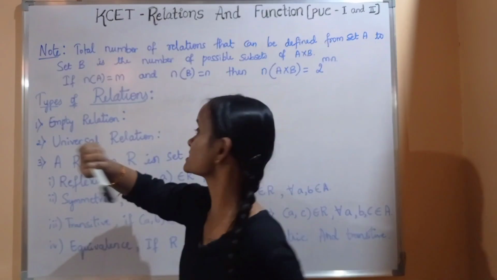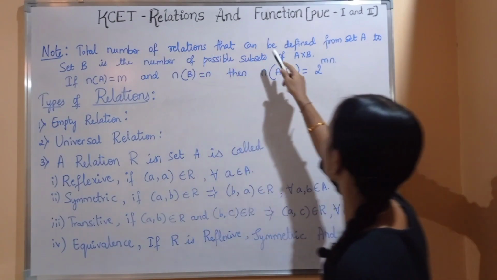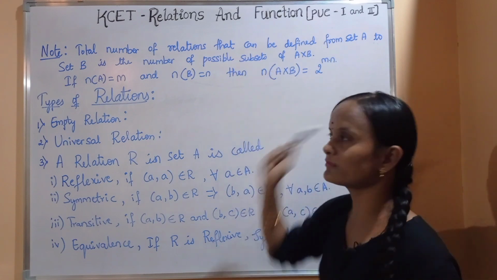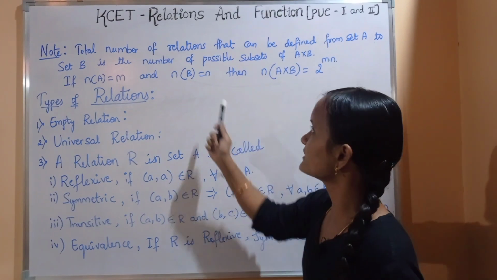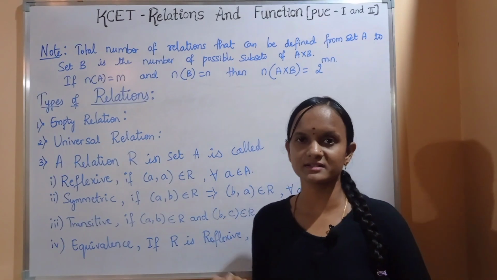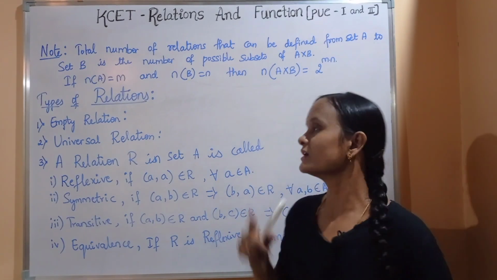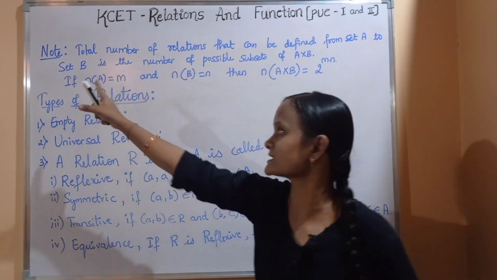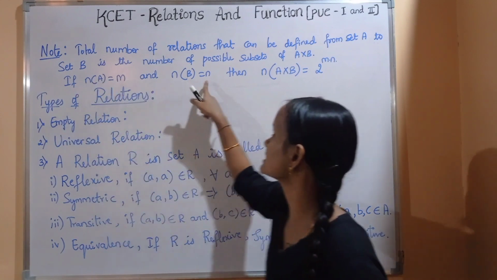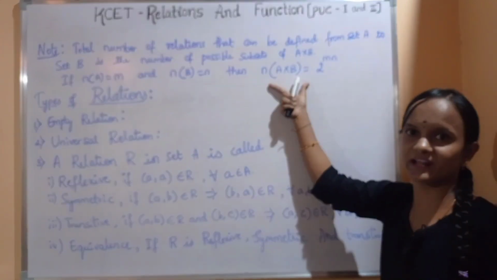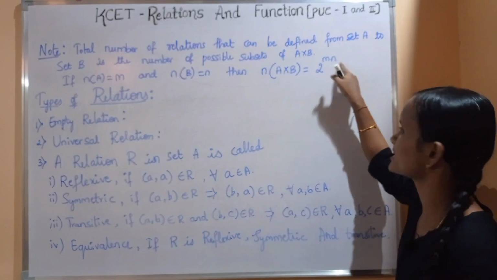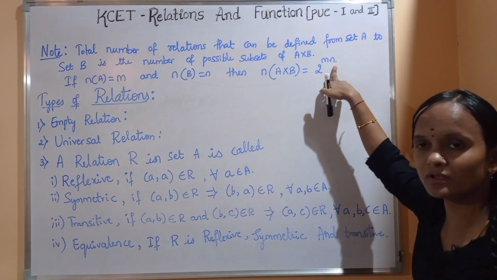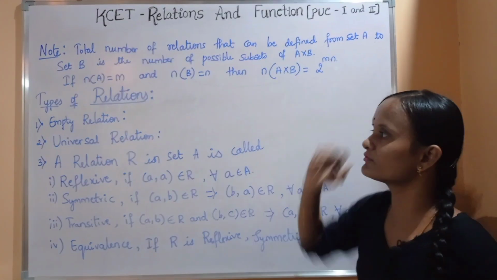Next, an important note: the total number of relations that can be defined from set A to set B is the number of possible subsets of A cross B. So, if they ask how many relations we can construct from two given sets having m elements and n elements, for example, let us consider two non-empty sets A and B with m elements and n elements. Then the total number of relations, how many can you write? 2 raised to m into n. In 2 raised to m into n ways you can write the relations.